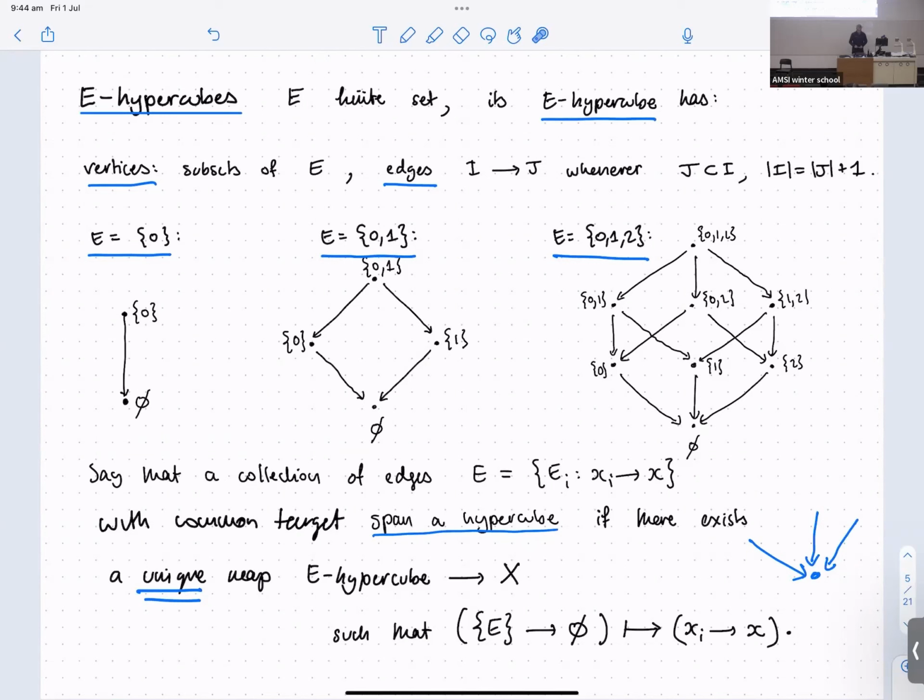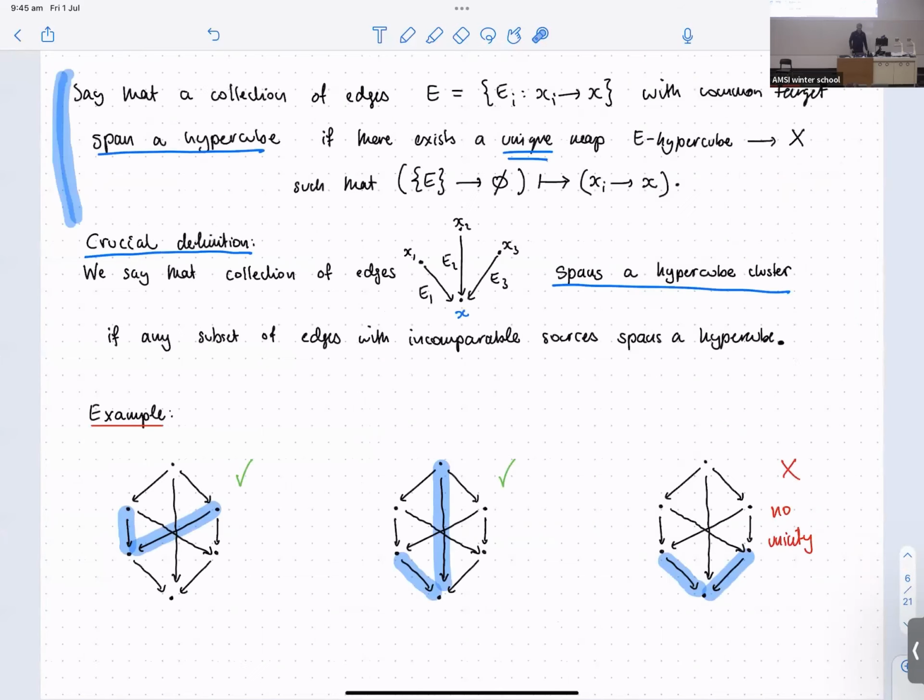Okay, so I'm not quite sure what I've written, but I think that what I mean is clear. Yeah, so we have a whole lot of edges. They span a hypercube if we can uniquely complete it into a hypercube. And then I'm saying that a hypercube spanning a hypercube cluster means that we have a whole lot of edges coming in, and for any subset of incomparable sources, so for any subset of edges where I can't compare the sources, I can complete uniquely up into a hypercube.